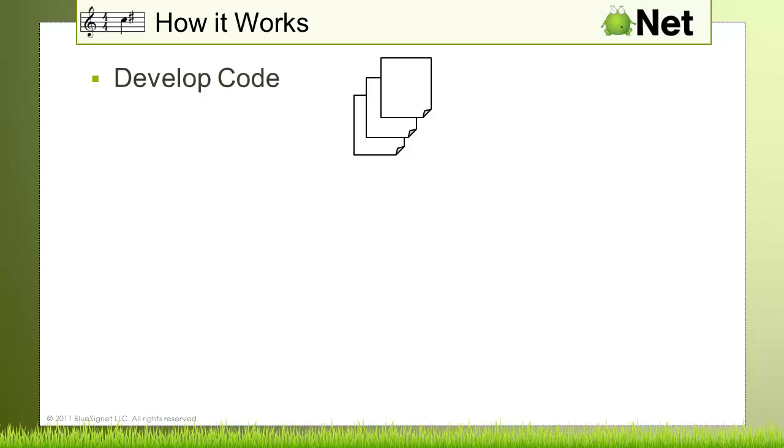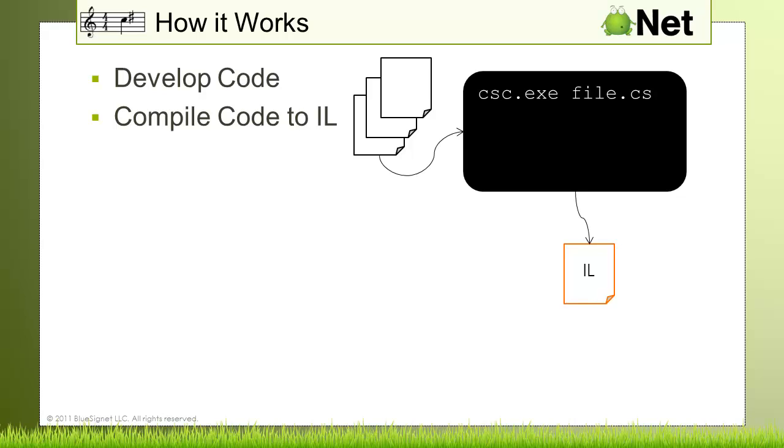So when we start talking about how the process of developing a C# application works, here's kind of an overview. The first thing that we do is we develop our code. And these three files, let's just say, for example, they represent three different classes that we develop. Then we take those files and we can compile them against CSC, which is the C# compiler, and that comes along with the .NET framework. Isn't that cool?